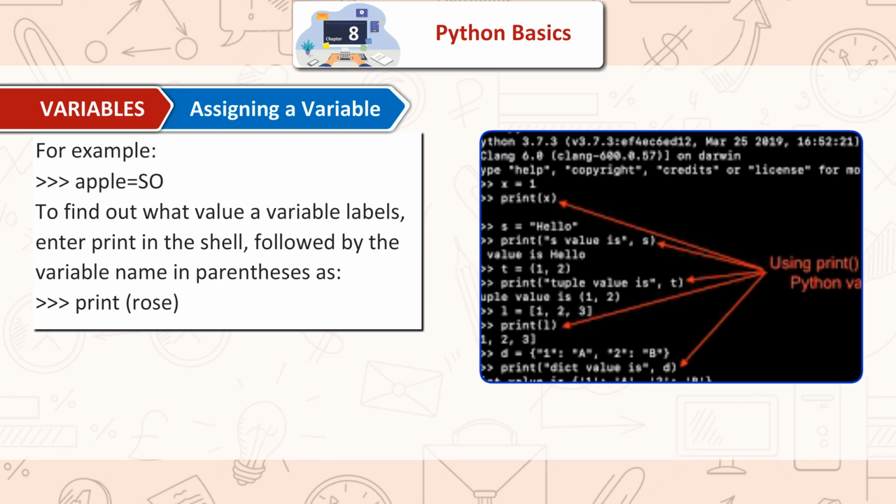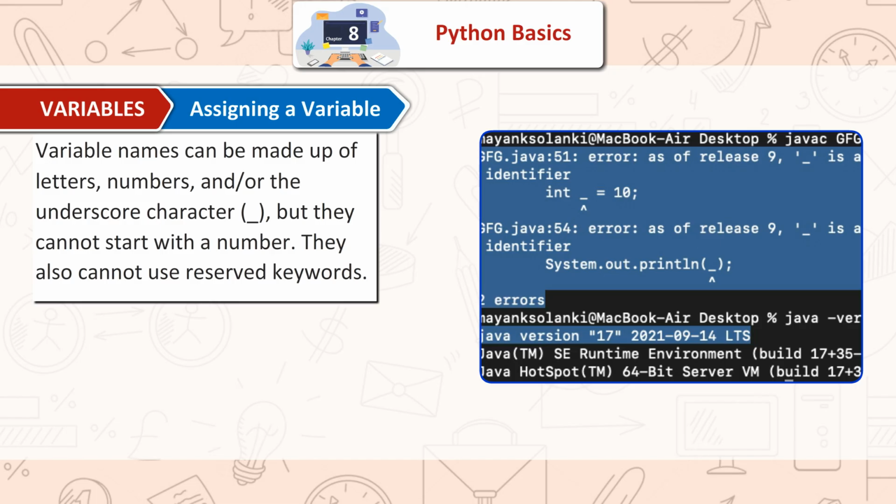For example, Apple = 50. To find out what value a variable labels, enter print in the shell followed by the variable name in parentheses, as print(Apple), which shows 50. Variable names can be made up of letters, numbers, and/or the underscore character, but they cannot start with a number. They also cannot use reserved keywords.